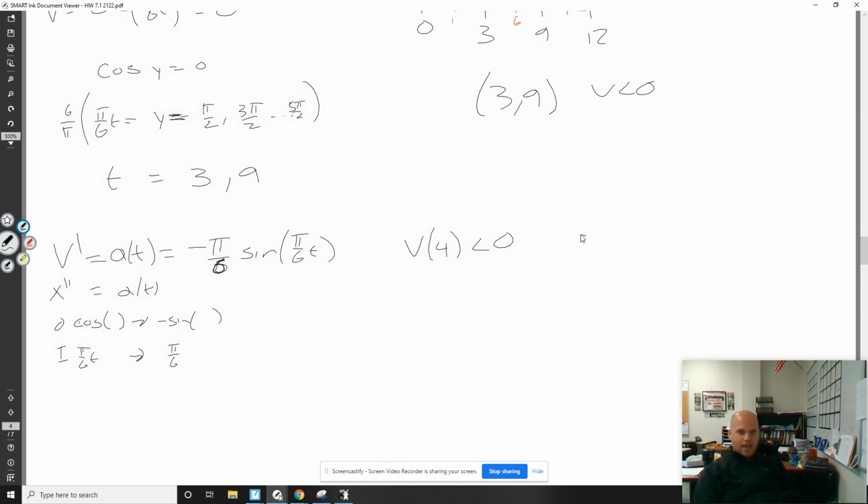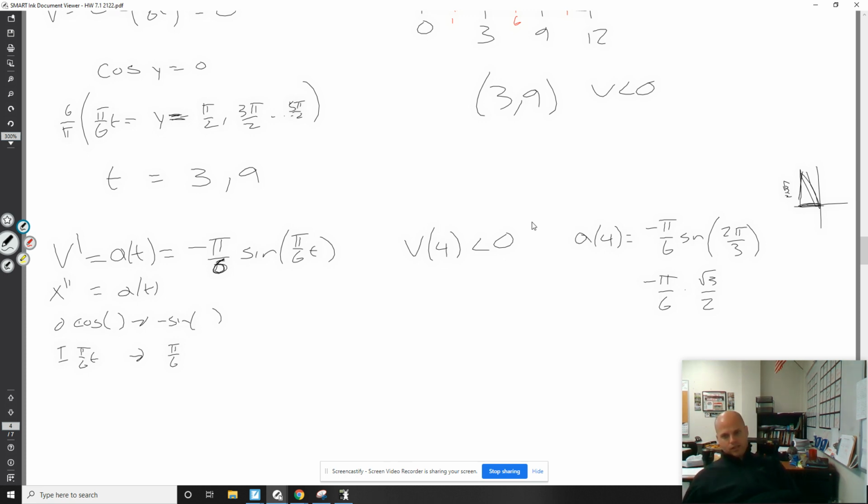So let's do a of 4, and I get negative pi over 6 sine. Plugging in 4, multiplying by pi over 6 is 2 pi over 3. Okay, I got negative pi over 6. I need to know what the sine of 2 pi over 3 is. It's positive root 3 over 2. How do I know that? Pi over 3, 60-degree reference angle. Second quadrant. Tall 30-60-90 triangle. Sine, opposite. Positive root 3 over 2. Boom.